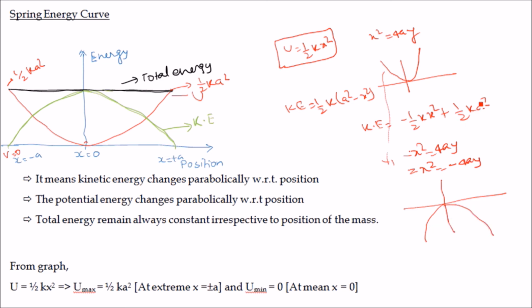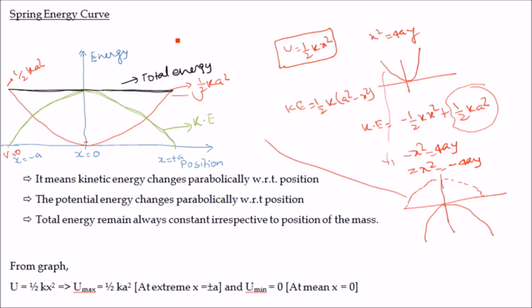Again we have to add our component equal to 1 by 2 k A square. If I add a component equal to 1 by 2 k A square, the curve will shift upward and the curve will be like that. In this way we draw this curve, which is shown in this figure. If you add these two curves, you get the value equal to half k A square. It's the total energy curve, equal to half k A square, and it is constant throughout the motion.